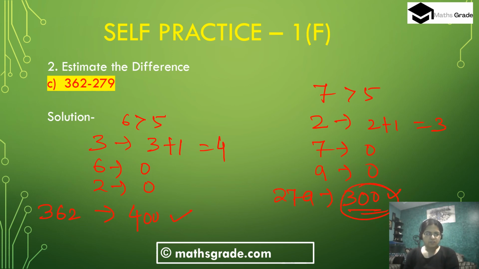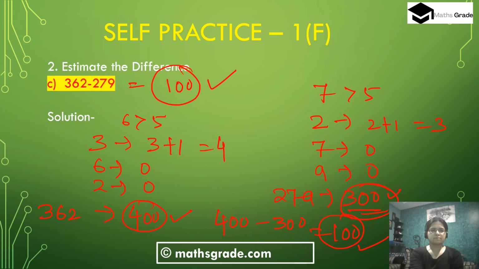Now 362 rounded up to the nearest 100 is 400, and 279 rounded up to the nearest 100 is 300. 400 minus 300 is 100. And 100 is the answer. So estimating the difference, 362 minus 279 is 100. 100 is the answer.